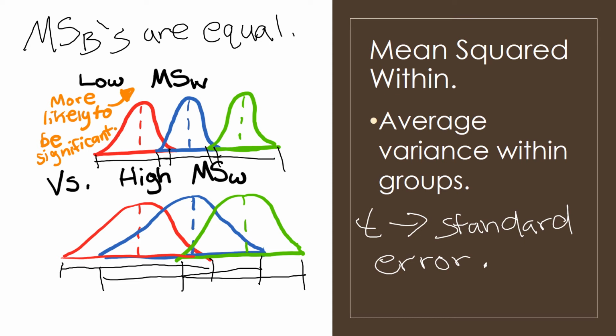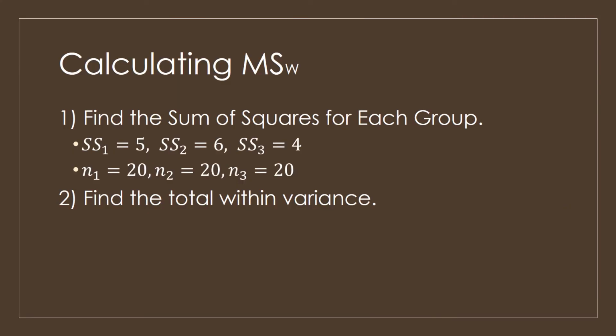Okay, so the mean squared within is a version of standard error, but for ANOVA, and when we have 3 or more groups. So calculating the mean squared within is basically you find the sum of squares for each group, and in this example they're just given to us. The sum of squares for the first group is 5, the sum of squares for the second group is 6, the sum of squares for the third group is 4, and then we have our Ns again, which were all 20.